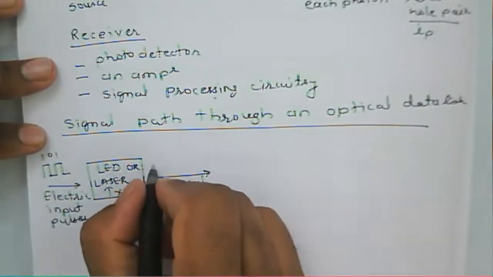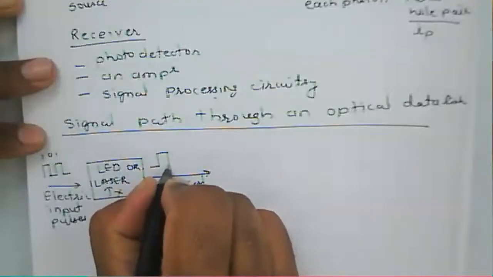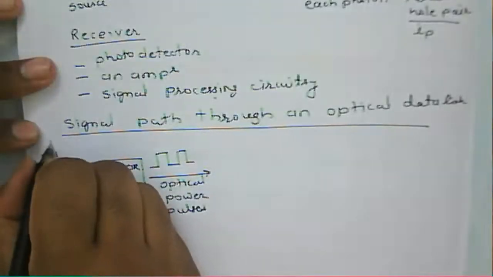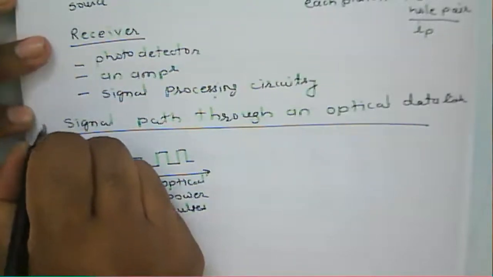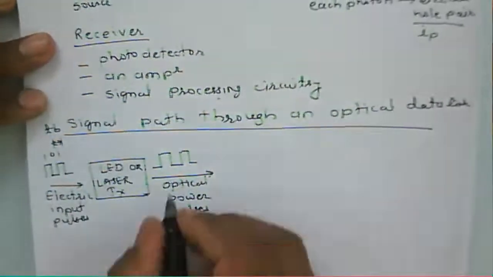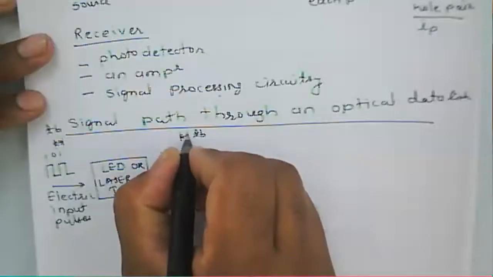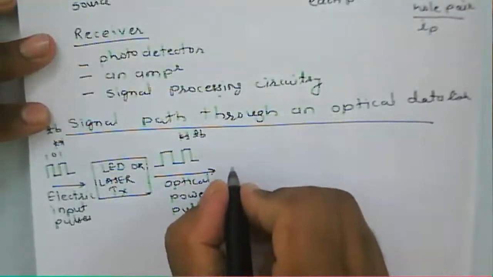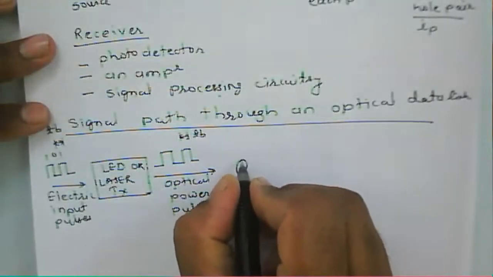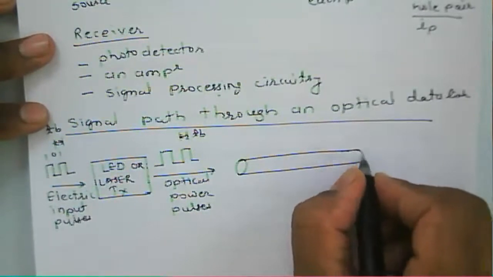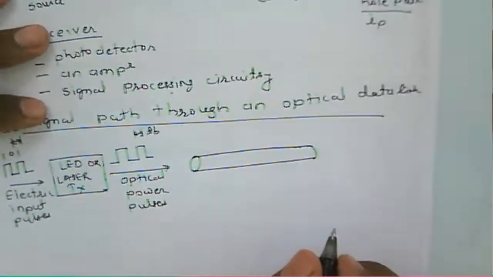Produces optical power pulses, and this is about your optical power pulses. If you see, the duration for this one is TB, and similarly the duration will be the same, that will be TB. And then we use an optical fiber for transmitting this particular signal.